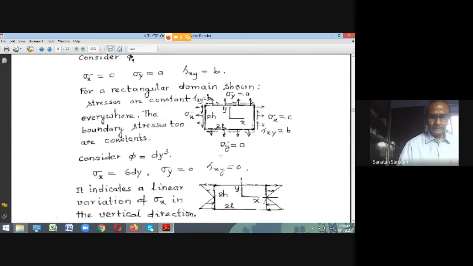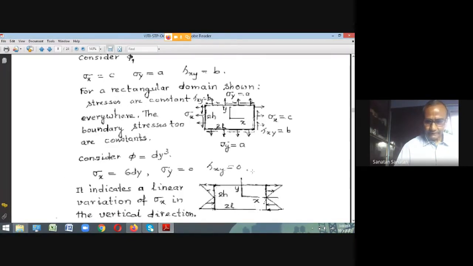In this case, phi is equal to dy³, only one term. So we find sigma x is equal to 6dy, sigma y equal to 0, tau xy equal to 0. So it's a case of a stress state. You see what it means: if it is a rectangular plate of length 2L and height 2h, the sigma x stress varies with y and the rest of the stresses are 0. If we now consider the edge at distance L from the center, then the stress is varying linearly.